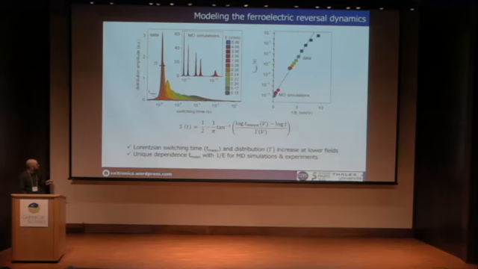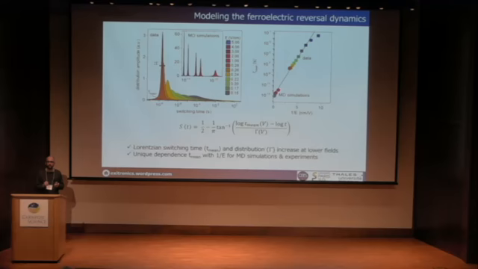So now when we compare the results of the experiments and the molecular dynamics simulation, in both cases we see that the switching time and distribution are increasing when we decrease the electric field, and we see that there's a unique dependence of the mean switching time as a function of the inverse of the field for molecular dynamics and the experiments. And this follows Merz's law. So now we can understand the behavior of these devices.